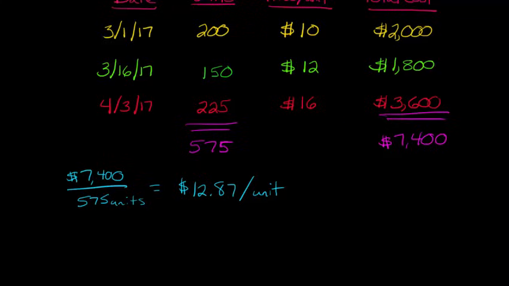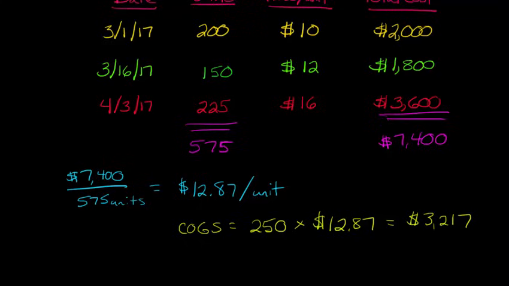So now, when we want to compute cost of goods sold, for example, we'll just say our COGS is going to be equal to, now how many shirts did we sell? Well, we sold 250, right? That was given. 250 shirts times this $12.87 a unit. And that's going to yield $3,217.